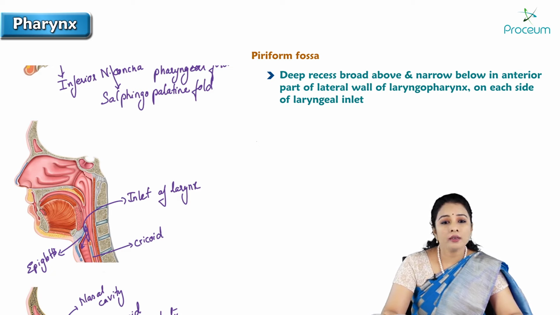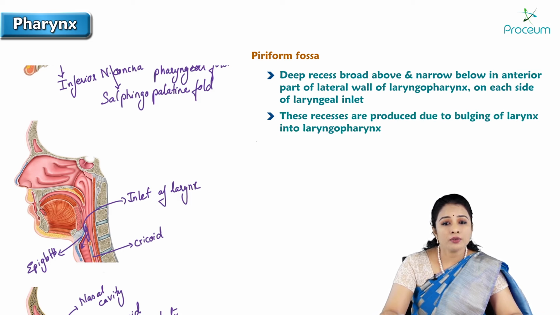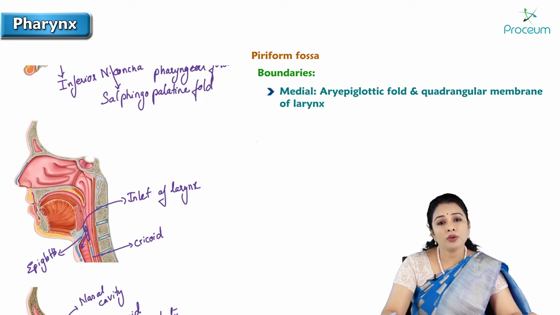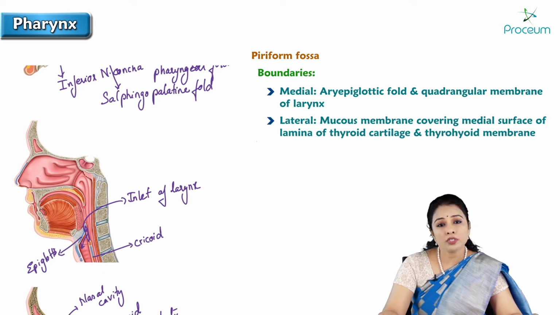It is in the anterior part of the lateral wall of the laryngopharynx, present on each side of the laryngeal inlet. These recesses are produced due to bulging of the larynx into the laryngopharynx. So medially it is bounded by the aryepiglottic fold and quadrangular membrane of the larynx. Laterally it is bounded by the mucous membrane covering the medial surface of the lamina of thyroid cartilage and the thyrohyoid membrane.